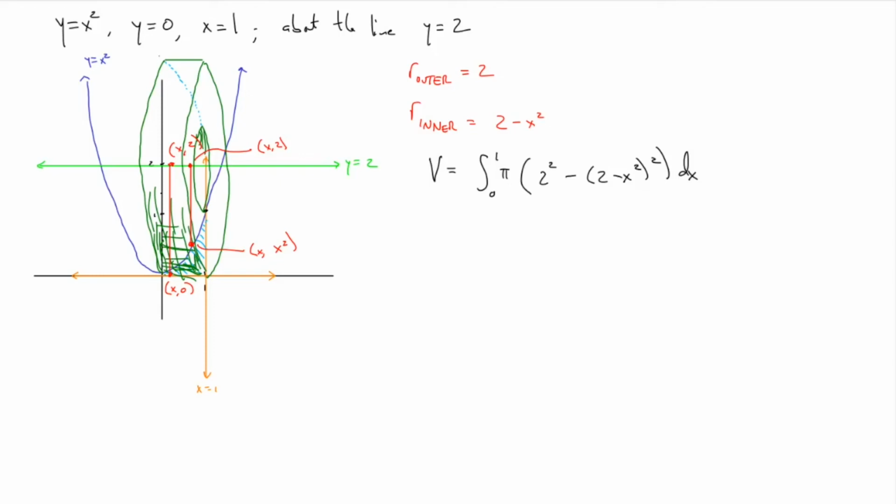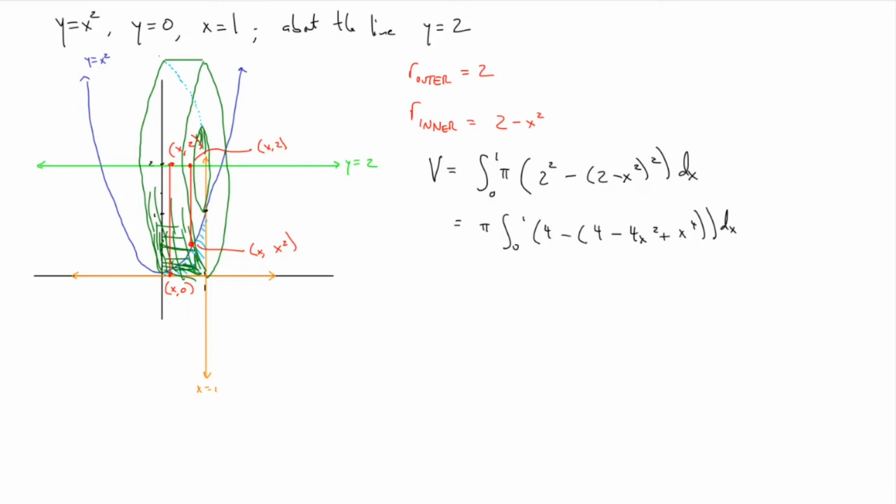The volume is the integral from 0 to 1, because those are the bounds on the region that we originally rotated about the line y equals 2, of pi times the outer radius, that's 2, squared, so 2 squared, minus the inner radius, 2 minus x squared, all squared, with respect to x.